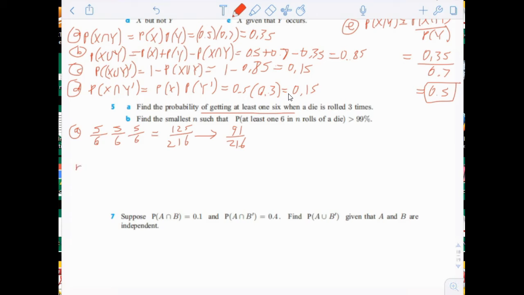B. Find the smallest n such that the probability of at least one 6 in n rolls of a die is greater than 99%. So let's see. That would mean (5/6)^n is greater than 99. Oh, I'm sorry. It's actually going to be less than 0.01 because it's the complement.